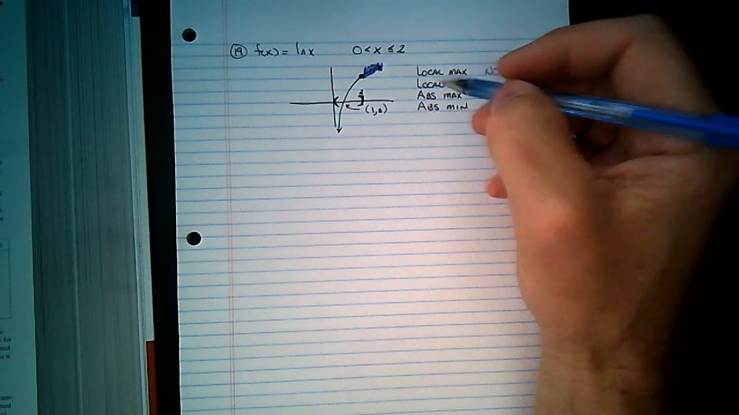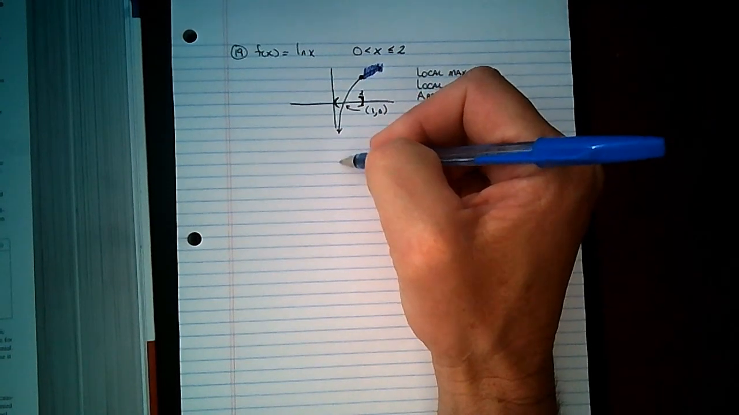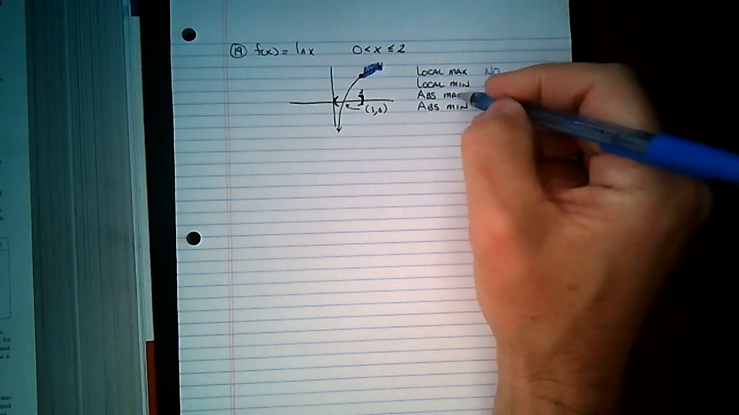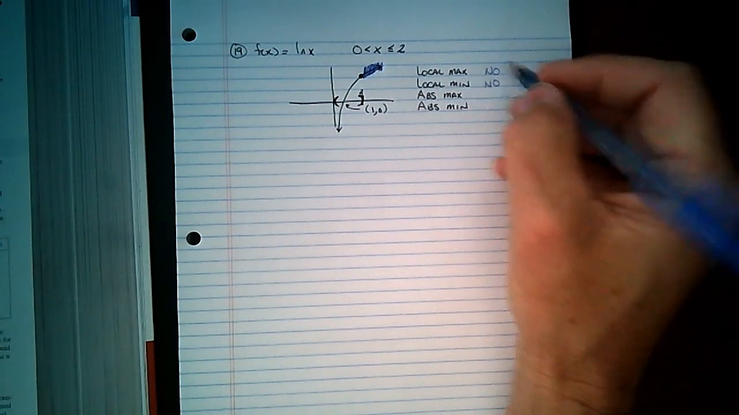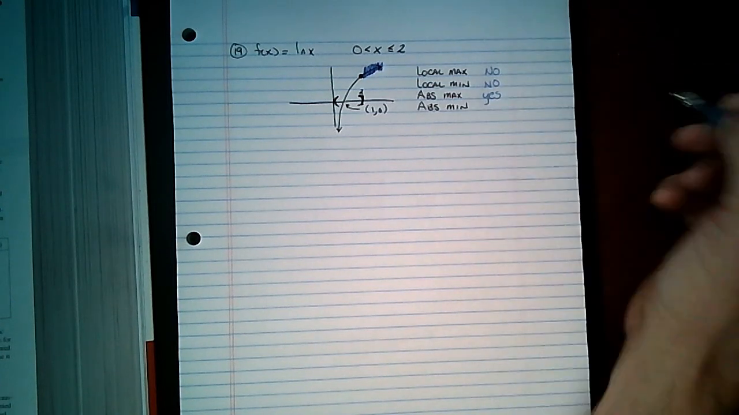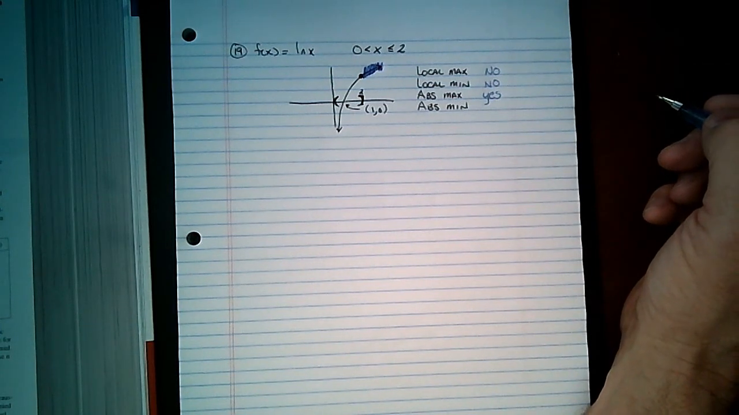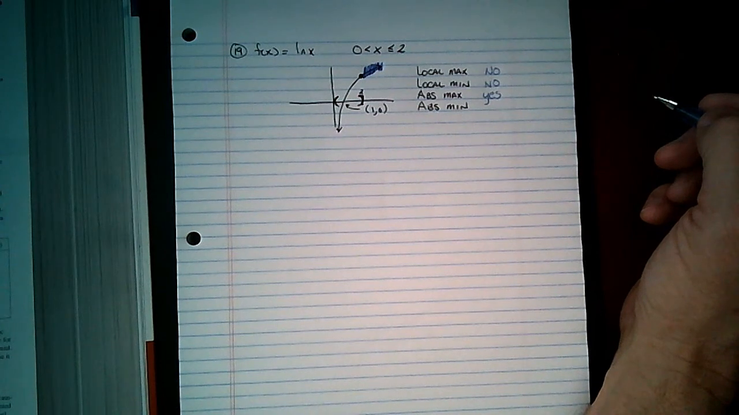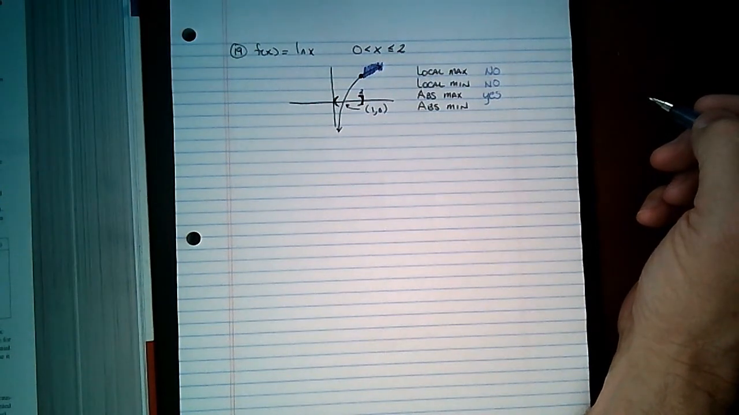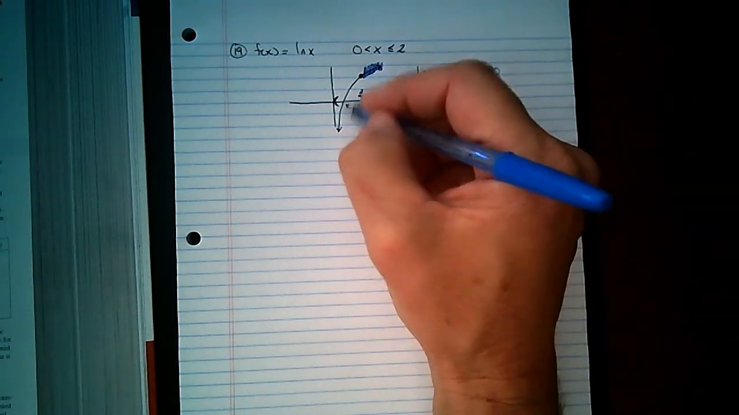Do we have a local min? Well, this goes down forever and ever. So the answer there is no. Do we have an absolute max? Well, the answer there is yes. There is a biggest y value on our graph. Do we have an absolute min? No, we don't. There is no absolute min because the graph goes down forever.